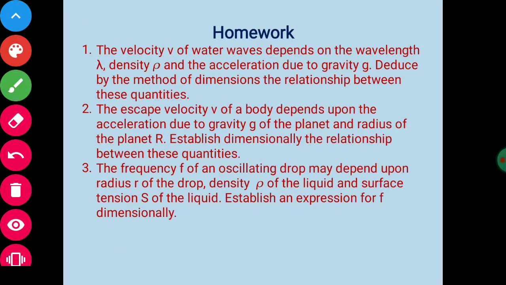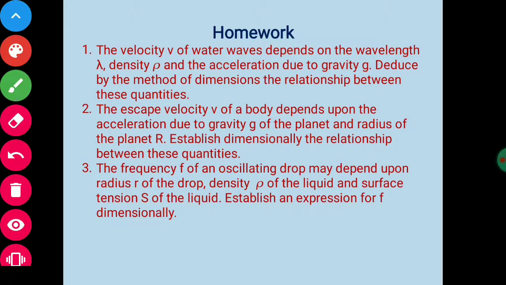Now, homework. These 3 questions are homework. So once you are able to solve these 3 questions, immediately you can send it to me on my WhatsApp group. Okay? So the homework: the velocity v of water waves depends on the wavelength lambda.